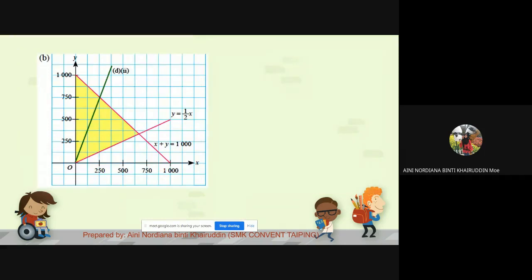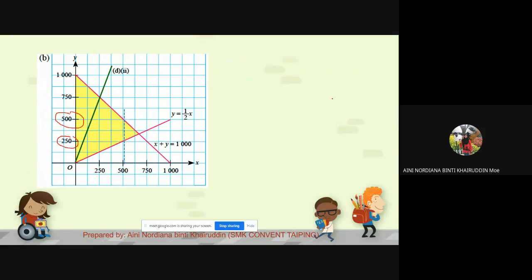So daripada table ni 500 daripada supplier X. So dia kena dekat dua tempat, kat sini dan kat sini. So minimum 250. Bawa tarik ke sini 250. Satu lagi 500.